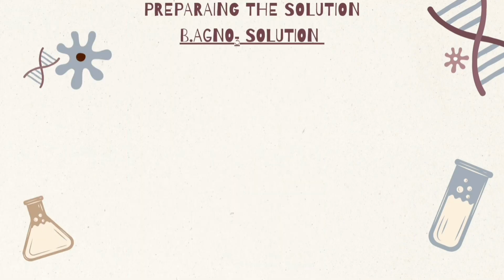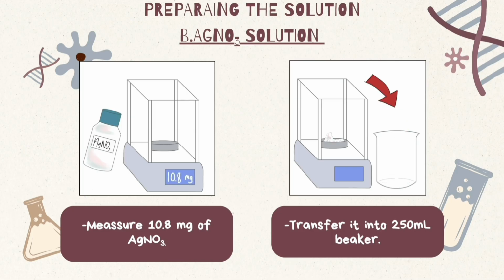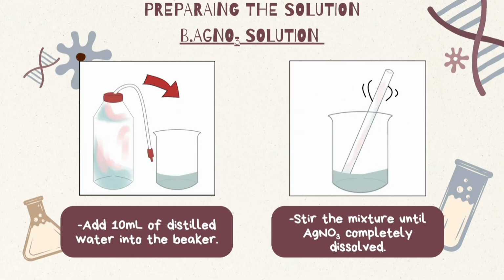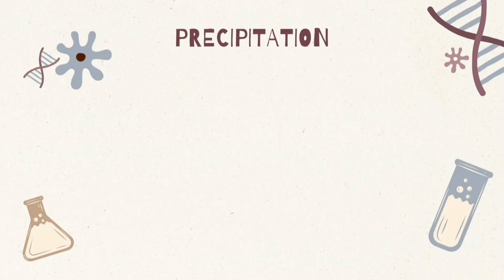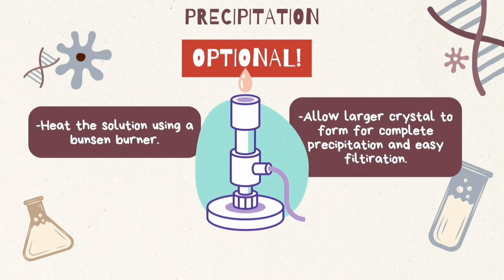Move on to the preparation of silver nitrate. Weigh accurately 10.8 mg of silver nitrate and transfer it into a 250 ml beaker. Then, add 10 ml of distilled water into the beaker. Then, using a glass rod, stir the mixture until all the silver nitrate has dissolved. Precipitation. Firstly, add the silver nitrate solution to the water sample solution while stirring it slowly. Then, let the mixture sit for about 10 minutes. Optional, you can heat the mixture using a Bunsen burner.